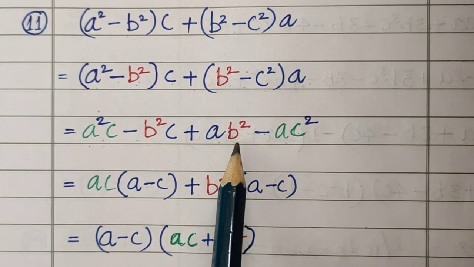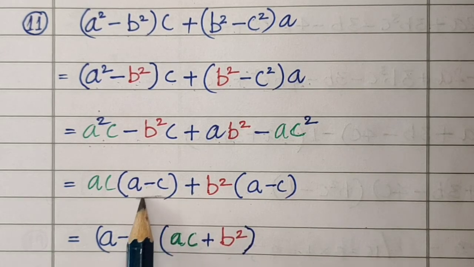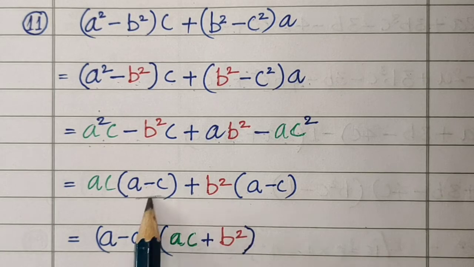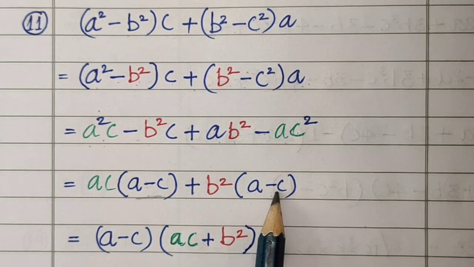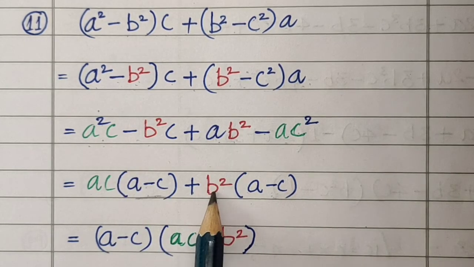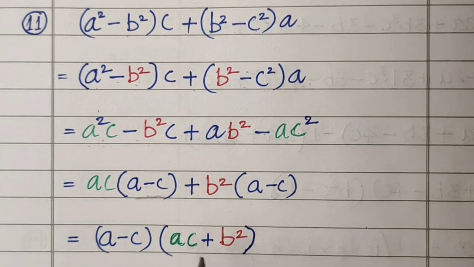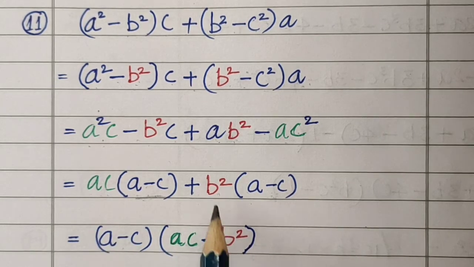So be careful whenever you are taking. You have to take according to the first term. You have to equate that with this. You should have the same type of term here and there, so that we can take this as common. When you take b square as common, we are left with a minus c. In these two, a minus c is common. We have taken out a minus c. Then we are left with ac plus b square.